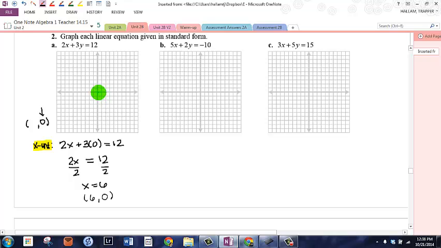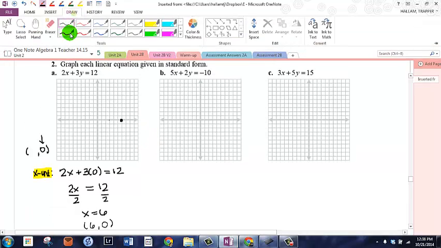Well, if you couldn't tell already, that's how we're going to graph. We're going to go to 6, 0. 1, 2, 3, 4, 5, 6. So there's my point. Okay, so that's my x-intercept. So far, so good. And let's go back and find the y-intercept in the same fashion.